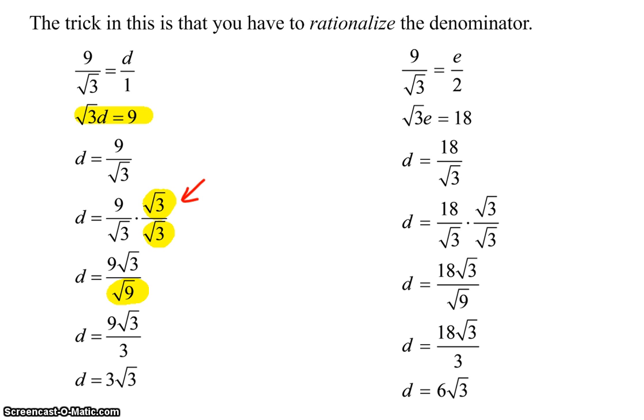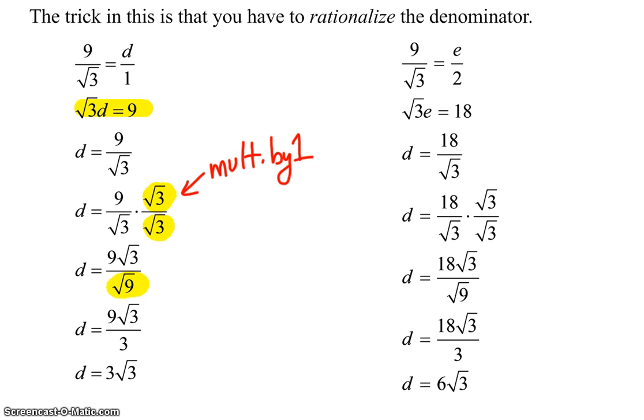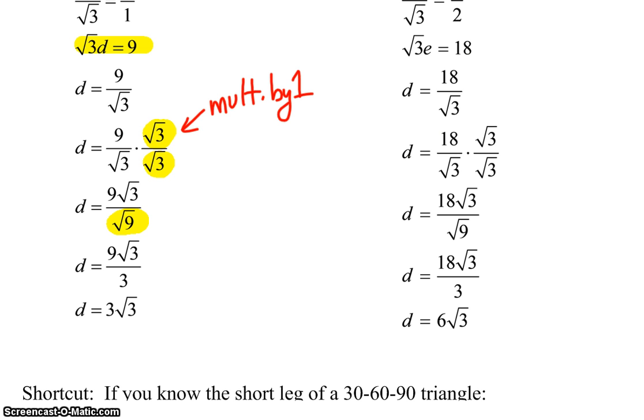This is because this is like multiplying by 1, which changes the appearance of the problem, but it doesn't change the value. Following this multiplication, I had 9 square roots of 3 over the square root of 9. I was then able to take the square root of 9 and get 3. And then, because these are both constant values, they're actually coefficients, I can divide the 3 into the 9. It goes 3 times. And my answer is 3 square roots of 3.